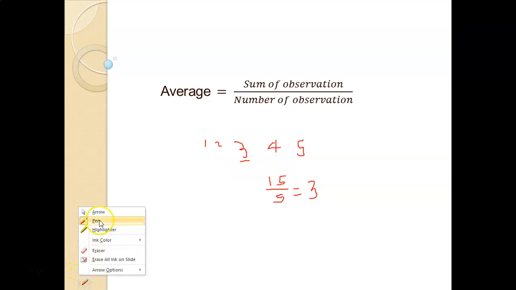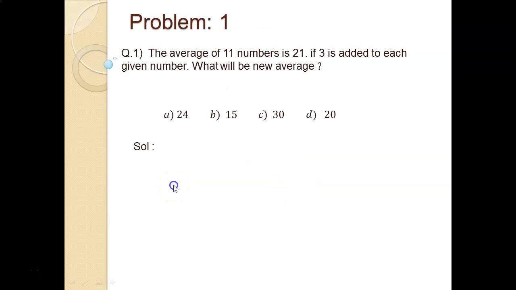So let us see some examples on average. Problem number 1: the average of 11 numbers is 21. If 3 is added to each given number, what will be the new average? There are 4 options given. So let us see what is the right answer.